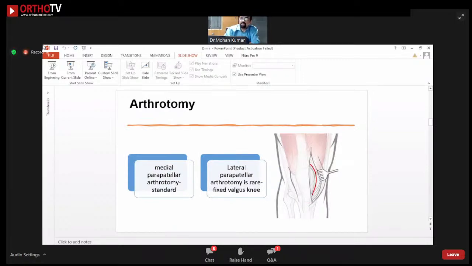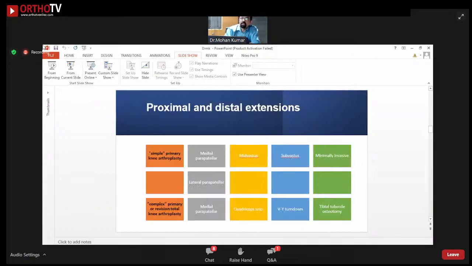So the medial parapatellar arthrotomy is the standard one. Very occasionally, you go for a lateral parapatellar arthrotomy in cases of rare deformities which are fixed valgus knee. So the proximal and the distal extensions of these incisions are useful. In primary TKR, you can use either the medial parapatellar approach or the lateral parapatellar approach very rarely. You can go for the midvastus approach, the subvastus approach, as well as the minimally invasive surgery. For complex and revision cases, you have to go for the standard medial parapatellar approach. You may have to resort to a quadriceps snip or a VY turndown or tibial tubercle osteotomy.